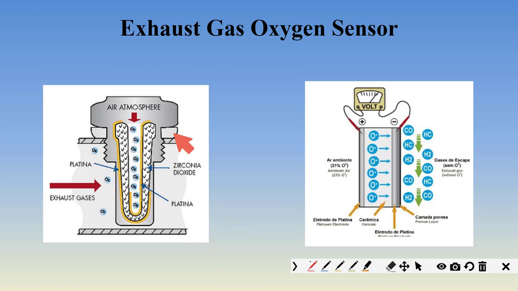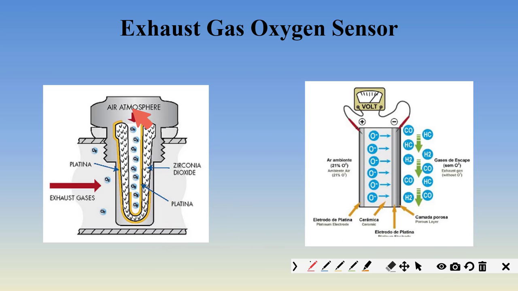The exhaust oxygen gas sensor is made up of a ceramic material. Generally, the ceramic material is zirconia dioxide. It consists of this U-shaped piece, and it has two parts: an outer layer and an inner layer. Both the outer and inner layers have very fine platinum deposited on them.